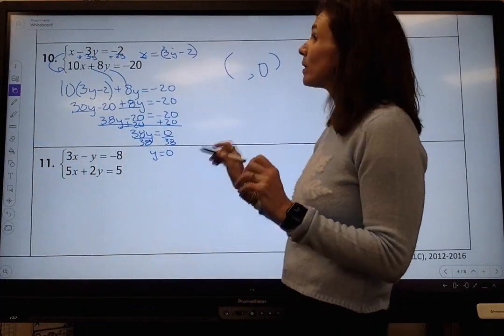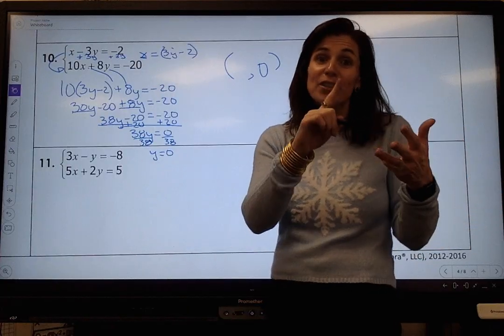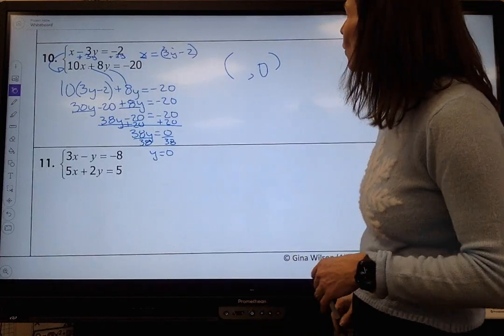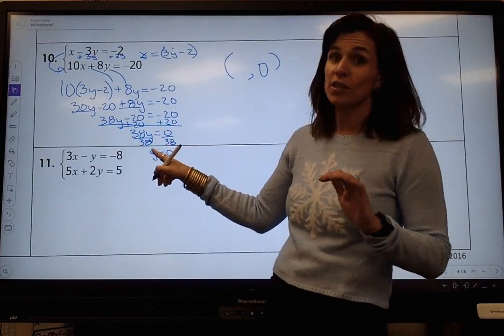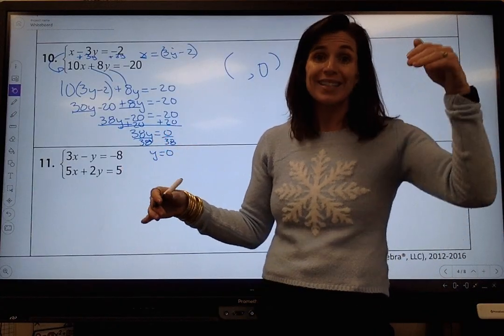Remember, 0 is still a real number. It's real, it's rational, it's an integer, it's whole. So a lot of times students last in Unit 2 would just say, oh, no solution. But 0 is an answer.